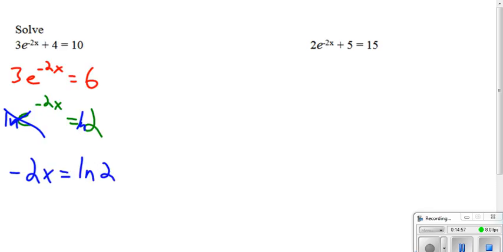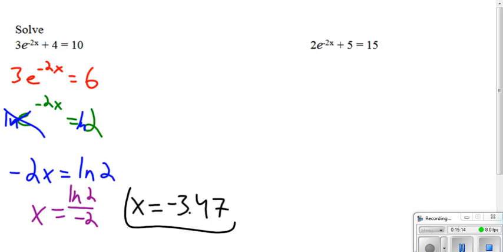Now if we divide both sides by negative 2, we would get x equals ln 2 over negative 2. And solving that on our calculator would leave us with x equals negative 3.47. Nice and easy. So if we had, again, started with this equation, we can just subtract 5 from both sides.